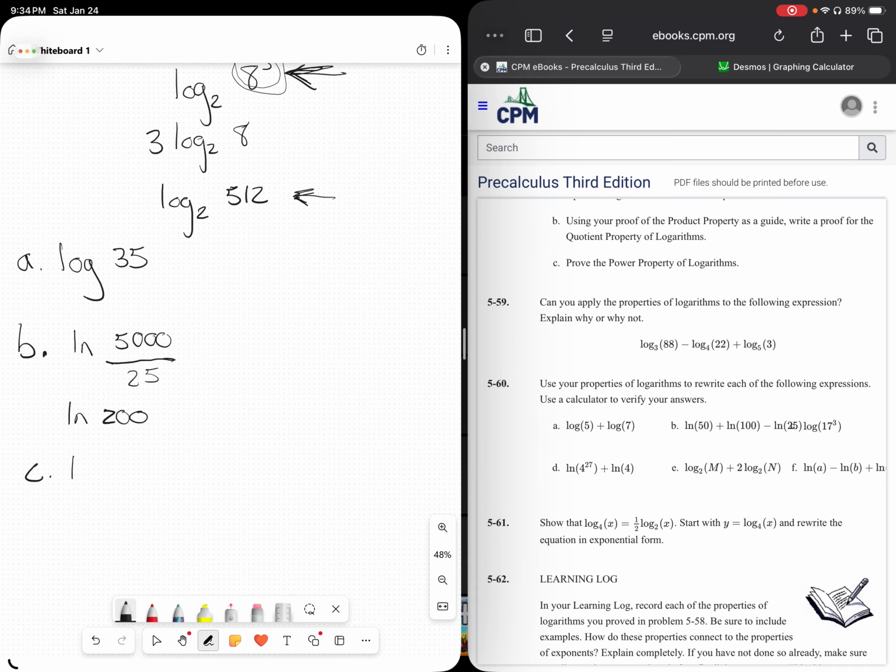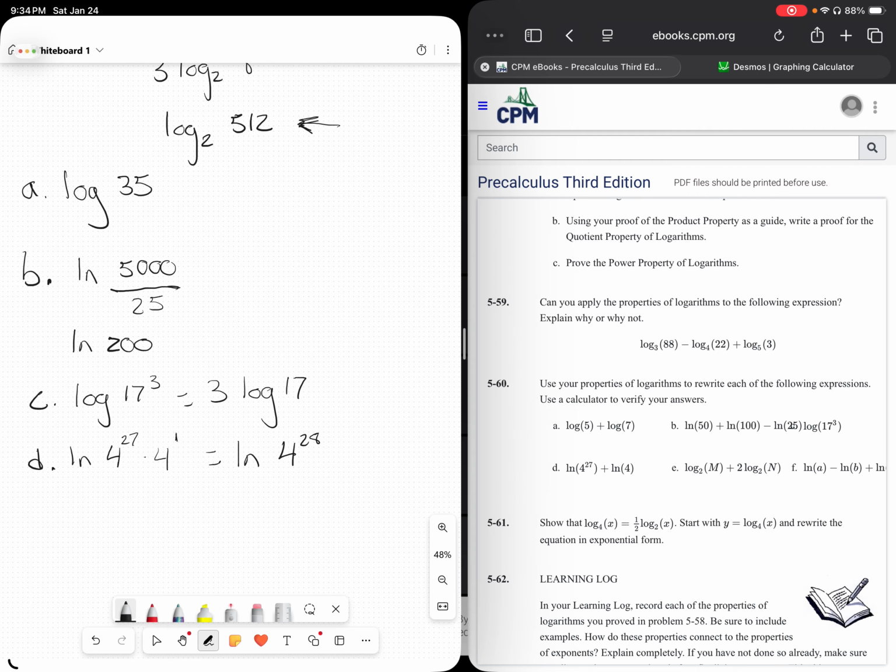C is hard to see over here, but it's the log of 17 to the third, which we could rewrite as 3 log of 17, right? D gets a lot of people because this is the natural log of 4 to the 27th times 4, which is 4 to the first. So this is the natural log of 4 to the 28th, or you could also bring that 28 to the front, right? Same with E. I would go ahead and say this is log base 2 of M plus log base 2 of N squared. Go ahead and bring that in, and then this would be log base 2 of M times N squared.